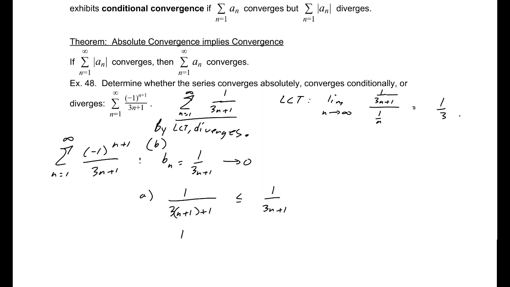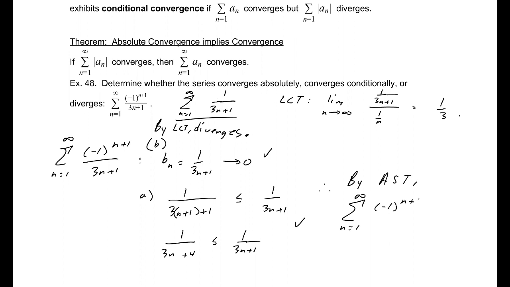Well, that would be 1 over 3n plus 4, and because the term in the denominator on the left is bigger, this is going to be true. So this decreases. That defining sequence goes to 0. All right, therefore, by the alternating series test, the sum from 1 to infinity of negative 1 to the n plus 1 over 3n plus 1 converges.